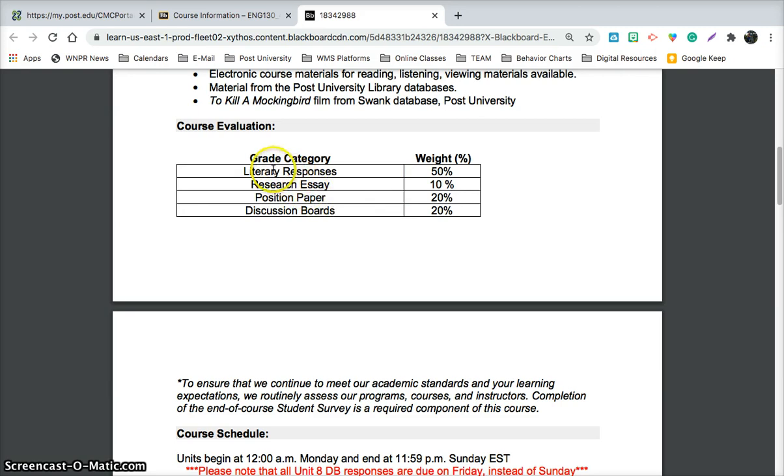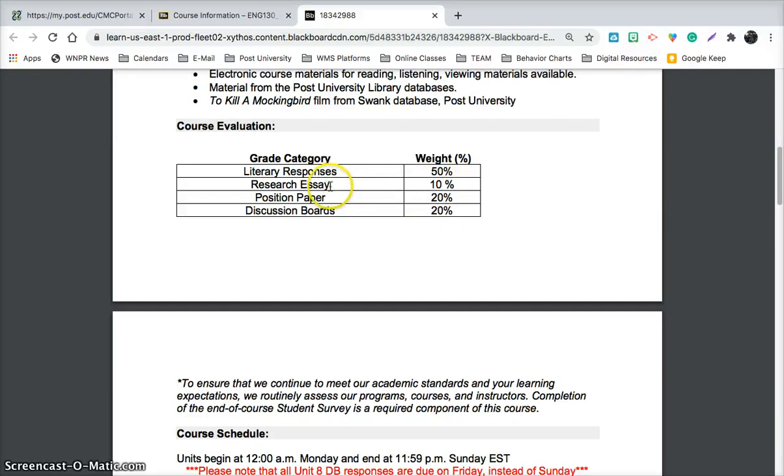First were the literary responses, which are 50% of the overall grade. Literary responses, you will have 1 per week, and these will be due every Sunday by 11:59 p.m. for every unit. You will also have a major research essay, which will be 10% of your grade.